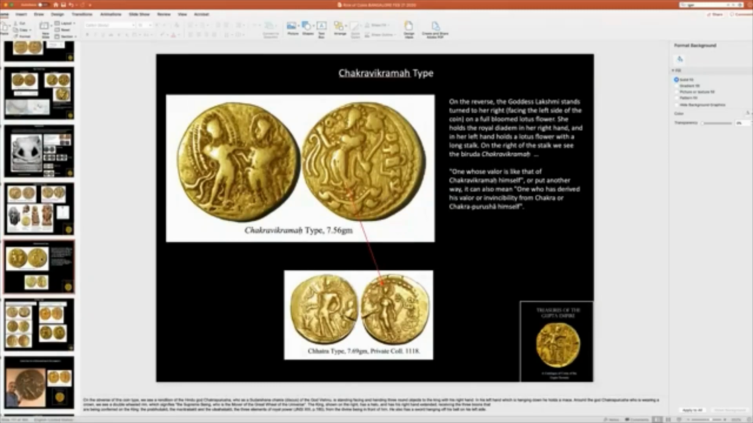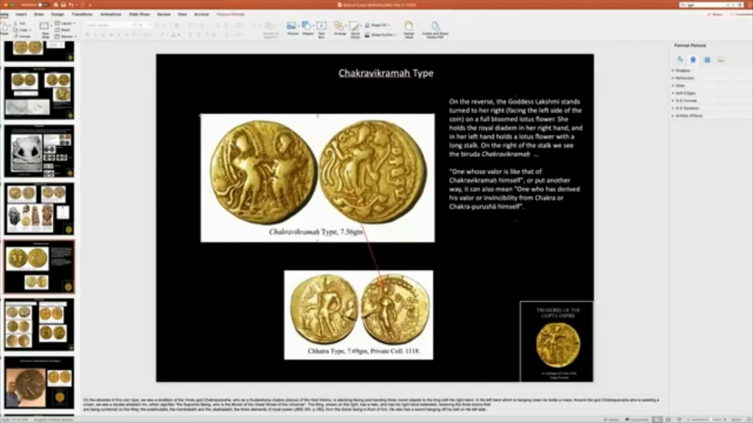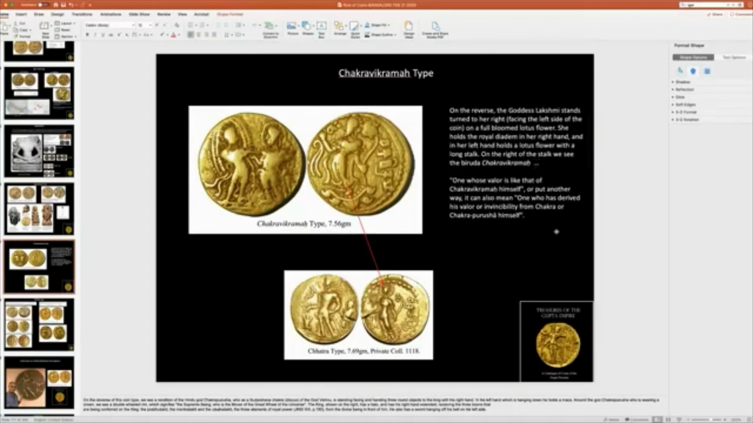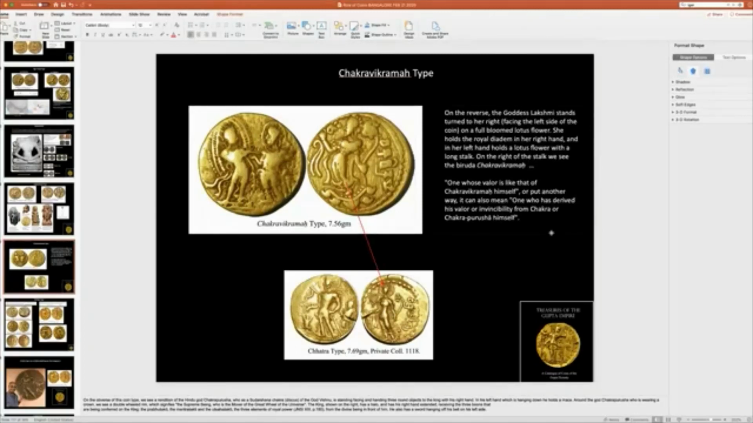Now, the Chakra Vikrama type is considered the rarest of the coins issued by any of the Gupta kings. There are only a few pieces, two or three pieces known to exist. And this coin at one time was in my hands. I've seen it, I have inspected it, and it is a beautiful coin.